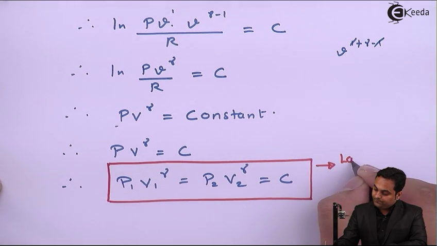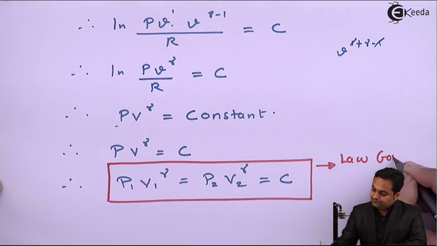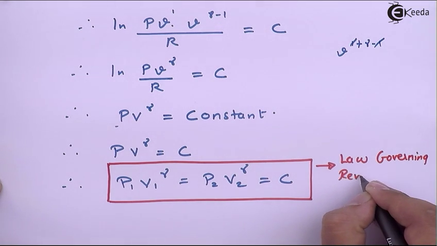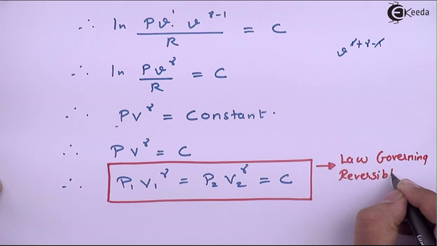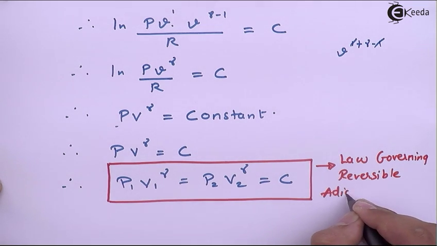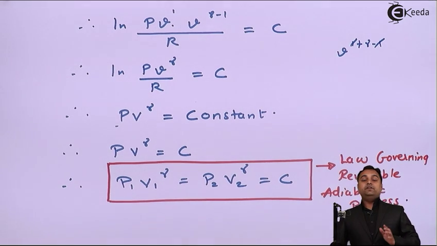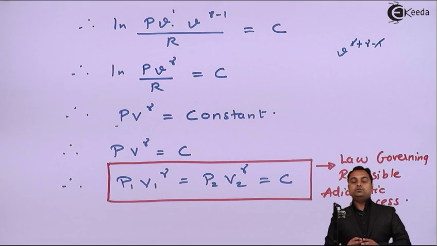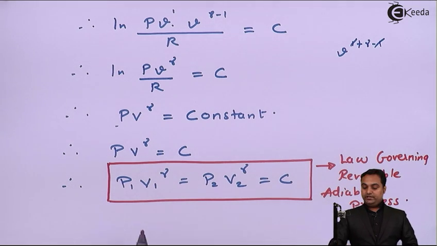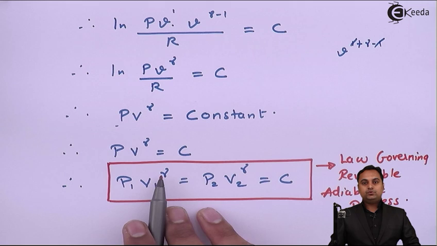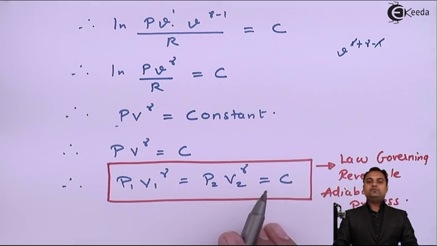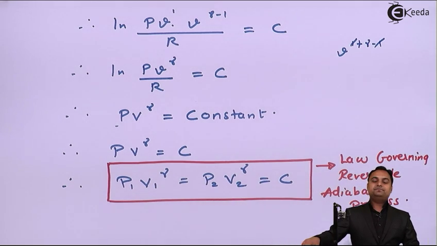and this is the law governing reversible adiabatic process. So it means whenever there is a reversible adiabatic process from state 1 to 2, we can use this relation: P1 V1 raised to gamma is equal to P2 V2 raised to gamma, which is equal to constant.